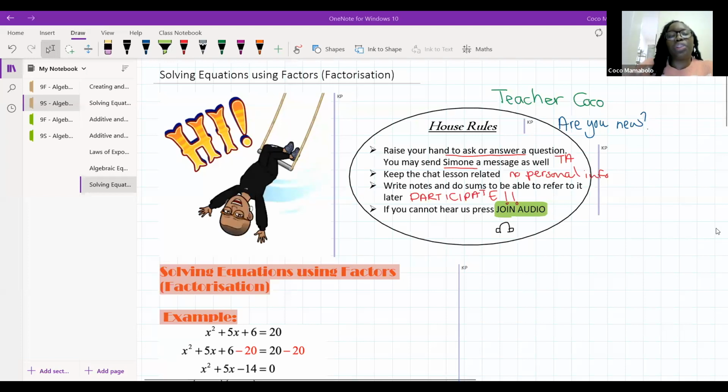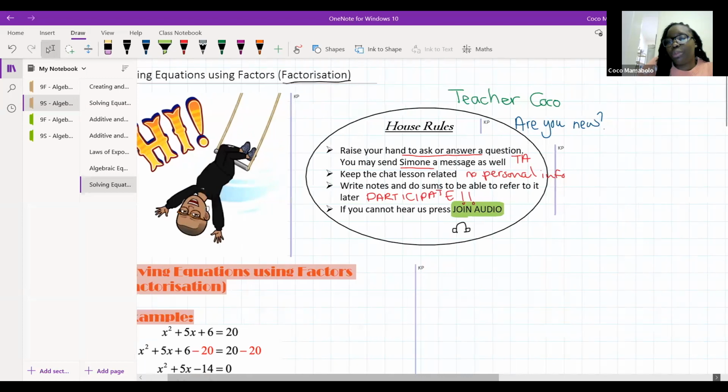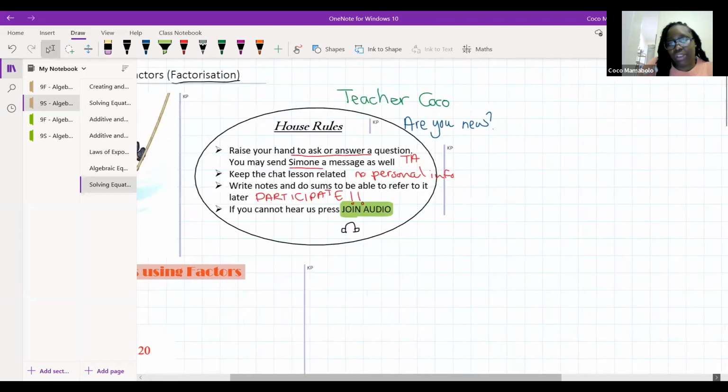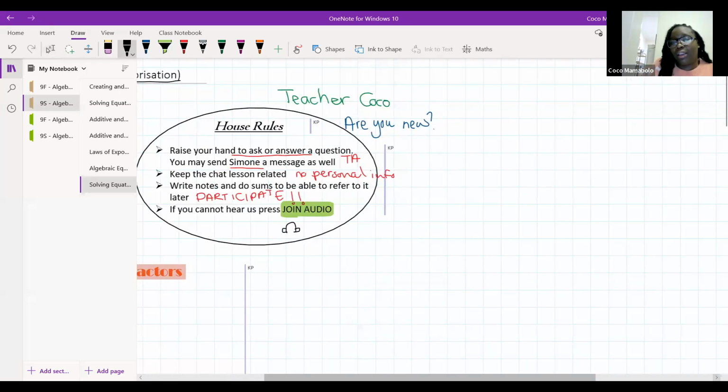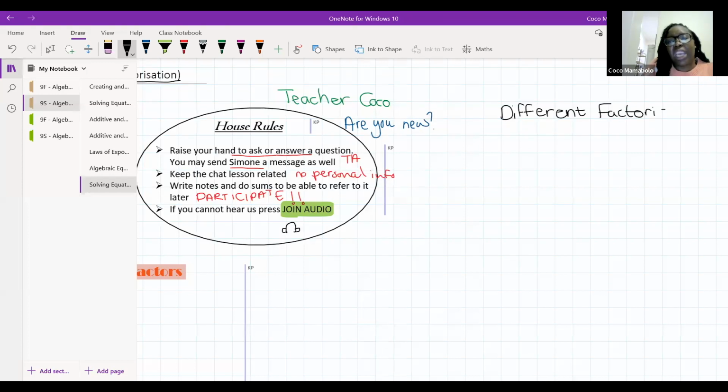So today we're going to be looking at factorization and solving for the unknown using factorization. I want us to bear in mind that there are different types of factorization. We're going to be looking at the different types of factorization. If I'm being honest, your teachers can't really deviate from these, because those are the only types of factorizations we get.